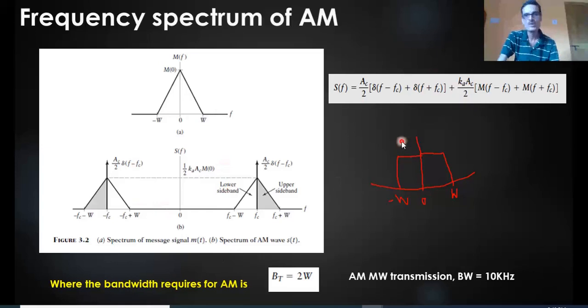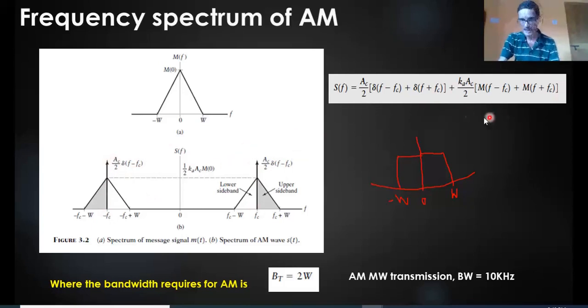What we have is a delta function at minus fc and a delta function at minus of minus fc, that is, plus fc. That means we have a delta function with a magnitude of Ac by 2, delta of f minus fc, as the first part. The second part has the same amplitude of Ac by 2, a delta of f plus fc. That's what I have, two delta functions.